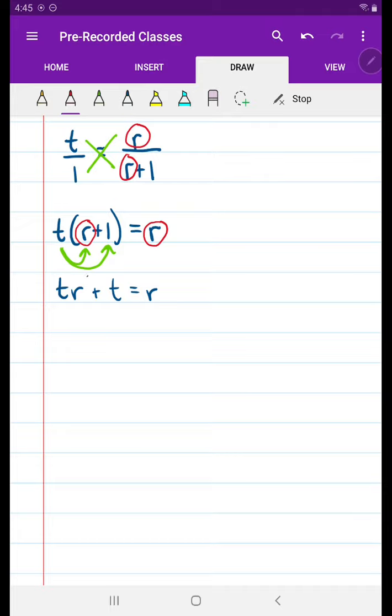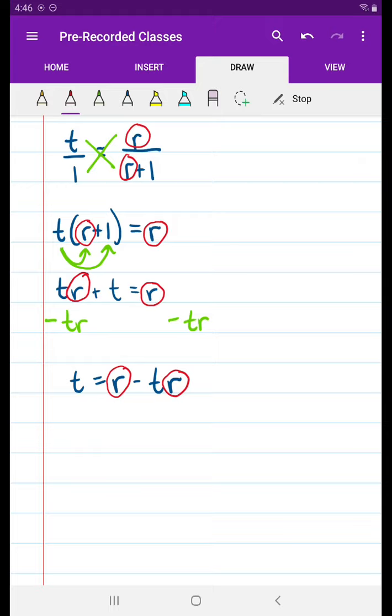Okay, so no parentheses, that's good. So r is still on two different sides of the equal sign. We want to get it on one side, so what I could do is I could just move this TR over. So if I subtract TR from both sides, move it to the other side, that leaves me with T equals R minus TR. And so now I have an equation where every term that contains R is on one side of the equal sign, which is good.